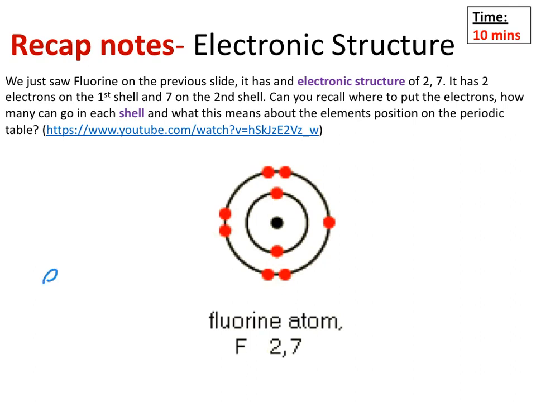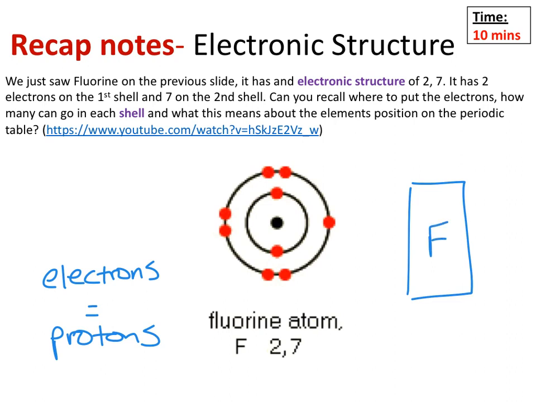Remember that the number of electrons is equal to the number of protons. So the proton number on your periodic table, if we've got fluorine, is the number at the bottom, and that also tells us the number of electrons. When you're trying to find out if you've got it right, if you add the numbers of the electronic structure together, it should give you the right amount of electrons, which is the same number as the amount of protons. So that's a good tip.